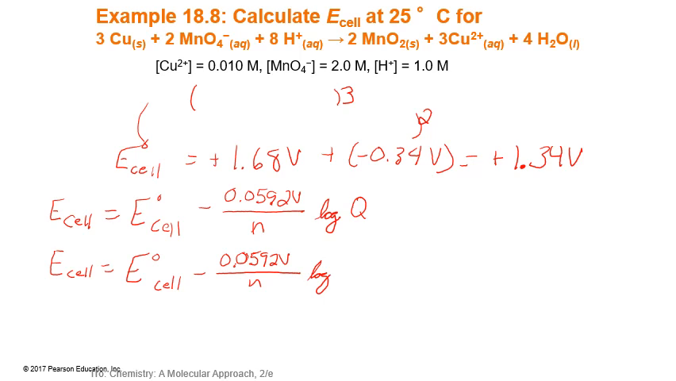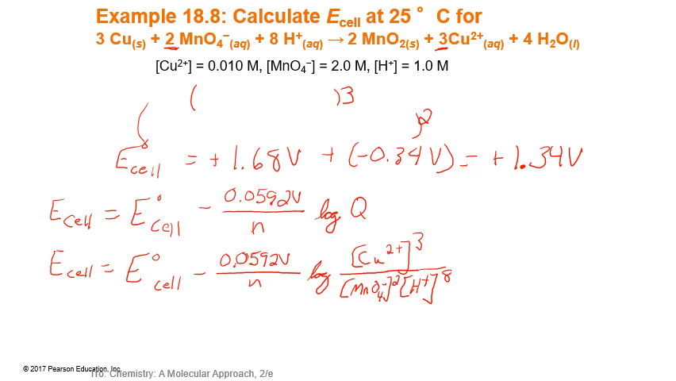products over reactants. Remember, we leave any solids or liquids out, so our manganese dioxide is not in our Q, neither is the water, and so we are going to get our copper 2 plus raised to the 3rd power because we have a coefficient of 3, divided by, remember, our copper solid is going to be left out, so we have our permanganate squared because of the coefficient of 2 times the H plus concentration to the power of 8.